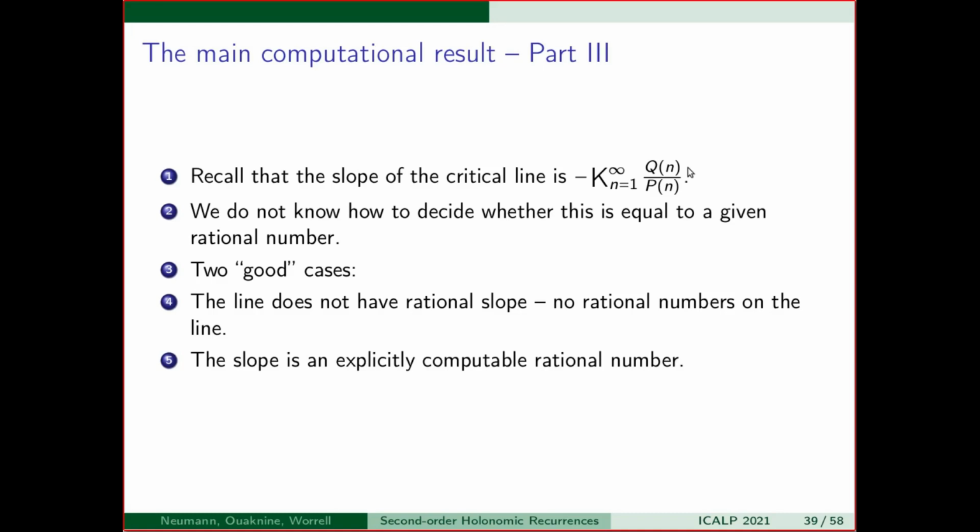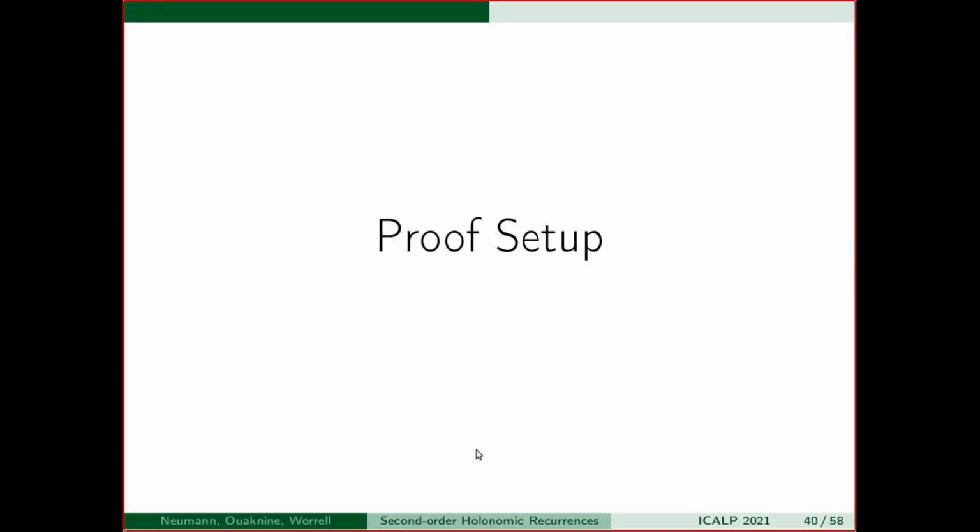There will also be cases where we can compute this number explicitly as a rational number, in which case we can compute the slope of the line, and we also get a total algorithm. I will say more about this later. We have criteria that ensure that the slope is irrational and that ensure that the slope can be computed as a rational number, but these will require some ideas from the proof. Okay, let me move on and briefly try to explain how to prove the main result.